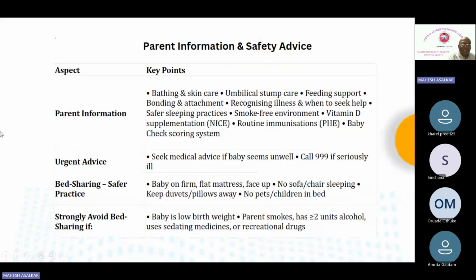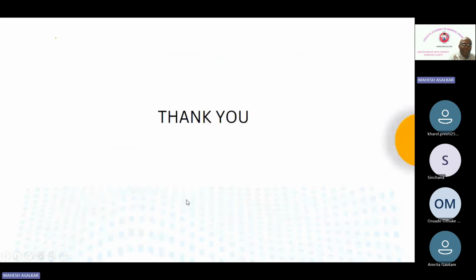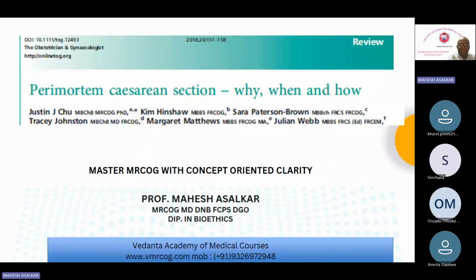Yes, regarding bed sharing practice, the baby should be on a firm flat mattress, face up, no sofa or chair sleeping, etc. And strongly avoid bed sharing if the baby is low birth weight, parents are smokers, or have more than 2 units of alcohol, or are using sedating medicines or recreational drugs. Okay, so these are the important advices. So only important things from this particular guideline we have discussed, about various figures and the early onset sepsis and late onset sepsis. Okay, now the last guideline is perimortem caesarean section.